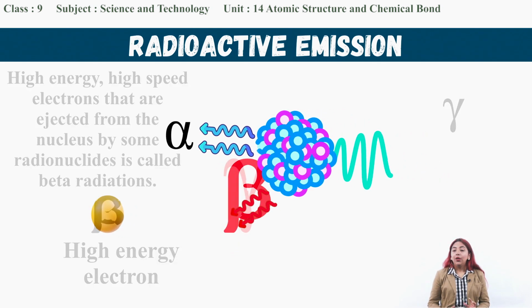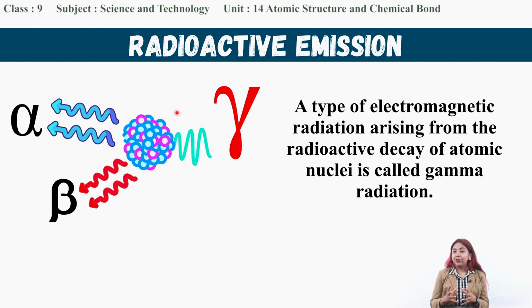So, beta radiations are high energy and high speed electrons ejected from the unstable nucleus of radioactive elements. Now, gamma radiation is also emitted, and gamma radiation is a type of electromagnetic radiation that arises from the radioactive decay of atomic nuclei. It has very high frequency and can penetrate through our body easily. So, it is very harmful as well.